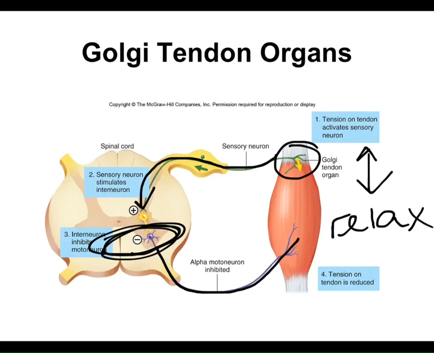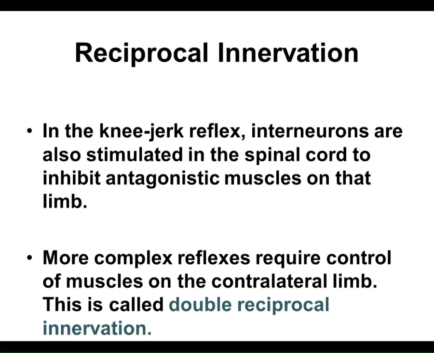So we got two different protections here, don't we? Spindle fibers against being stretched unexpectedly, causing the muscle to contract, and the Golgi tendon organs causing the muscle to reflexively relax. Two different sides of the possible situations.